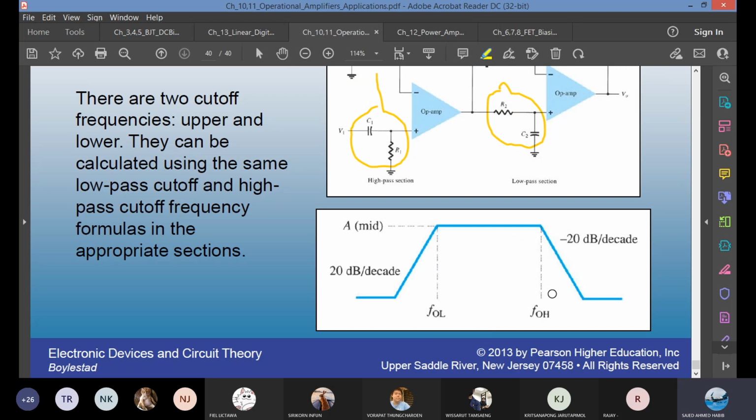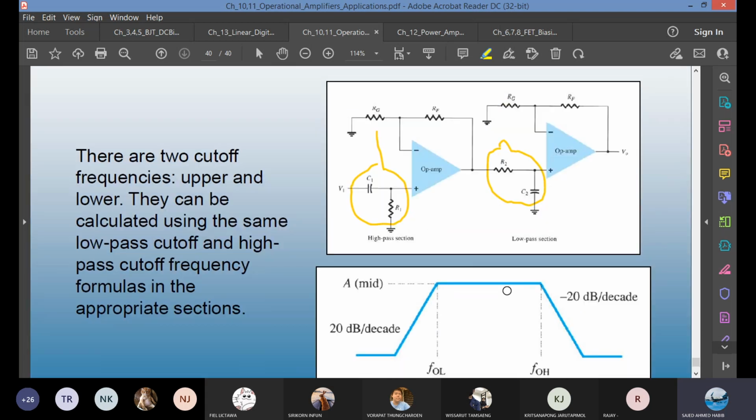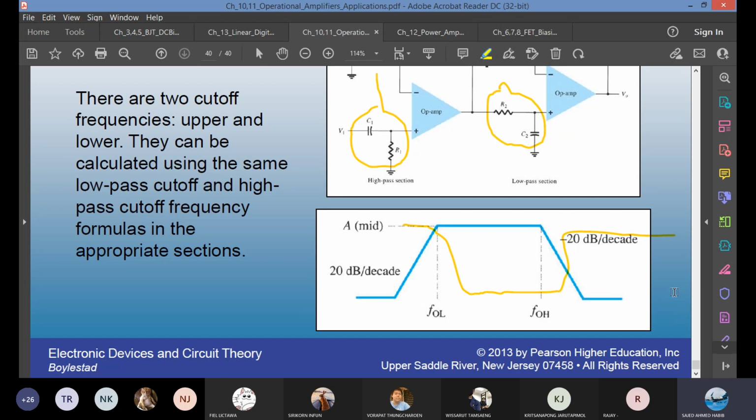And you have FOL, FOH, using the same equation, but two different resistors and capacitors. If you take low pass first and high pass later, you're going to get a band stop filter. The output will be like this. Or a band reject filter, which means it rejects a band in the middle. Before that is fine, after that is fine. I told you about the band reject filter during the class.